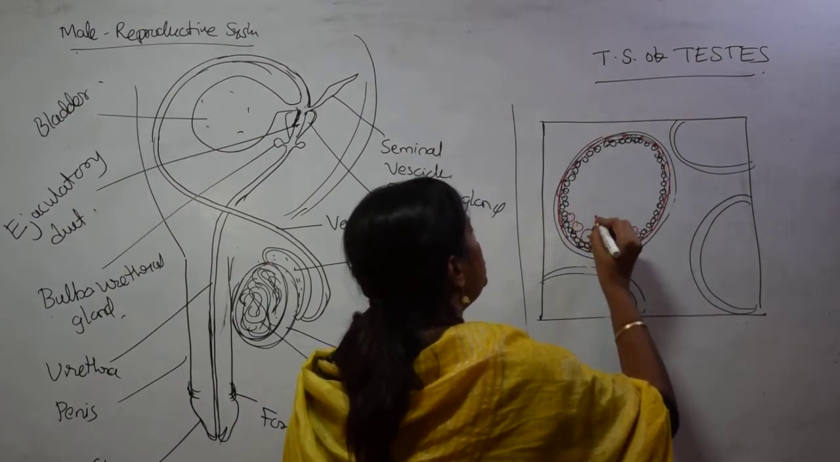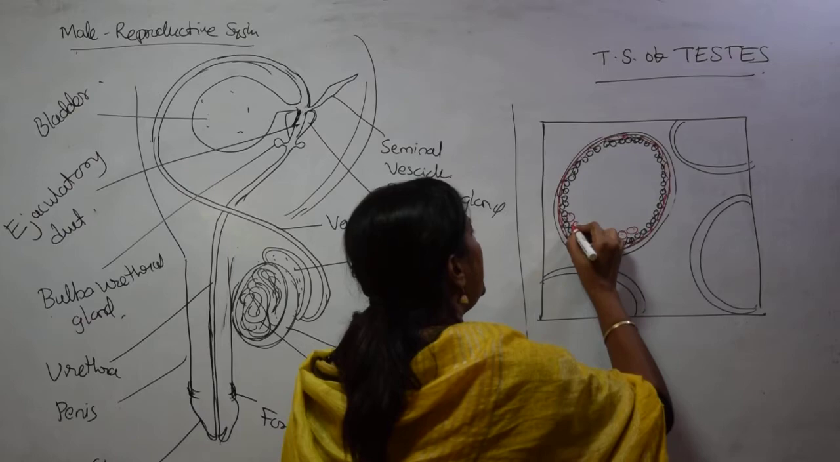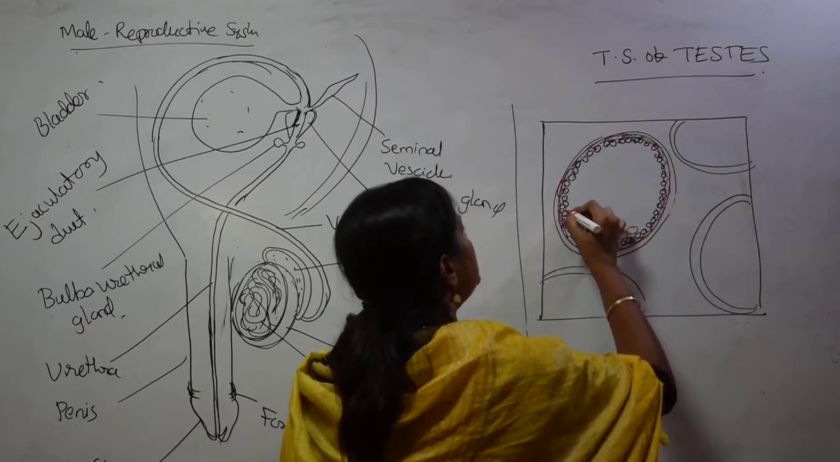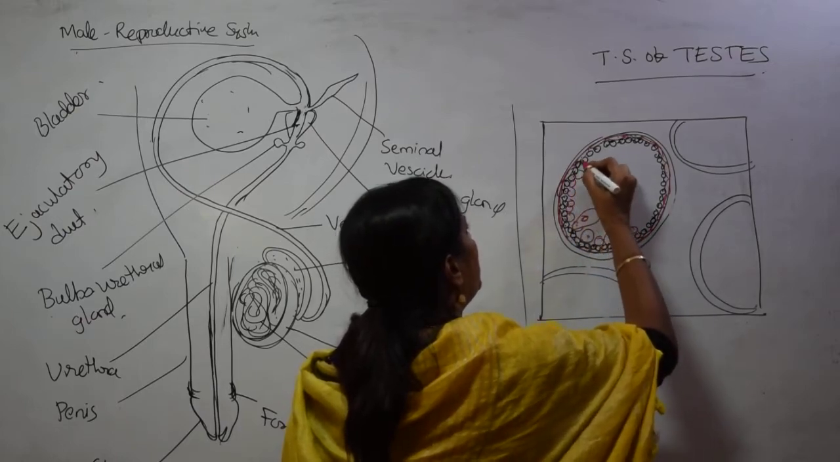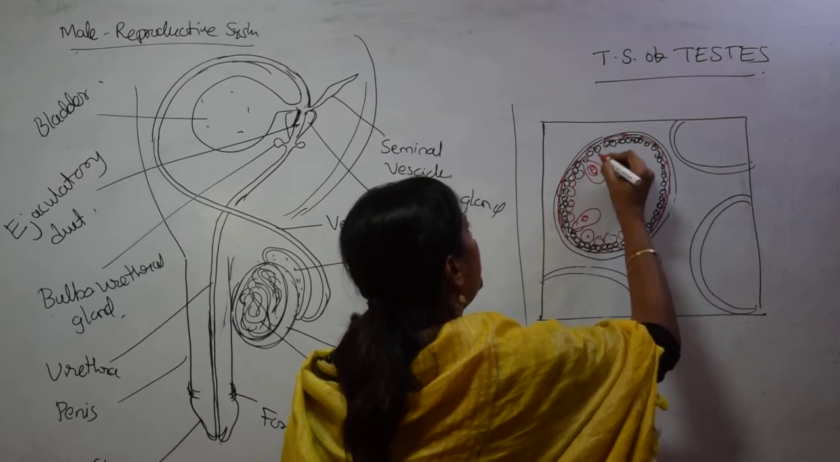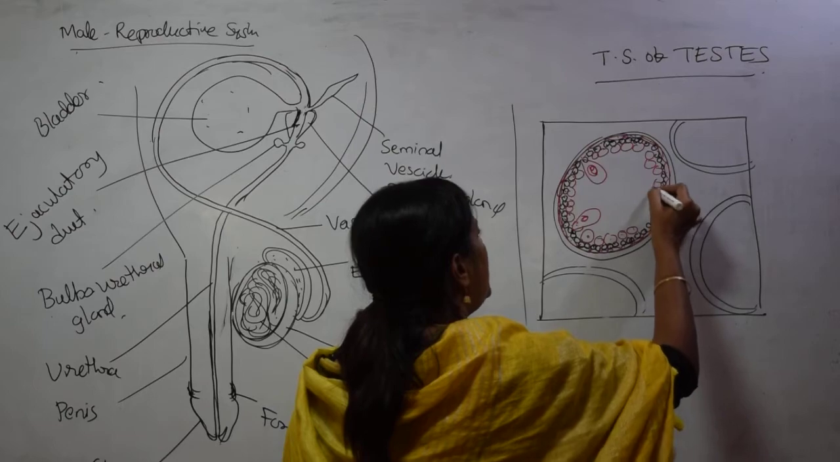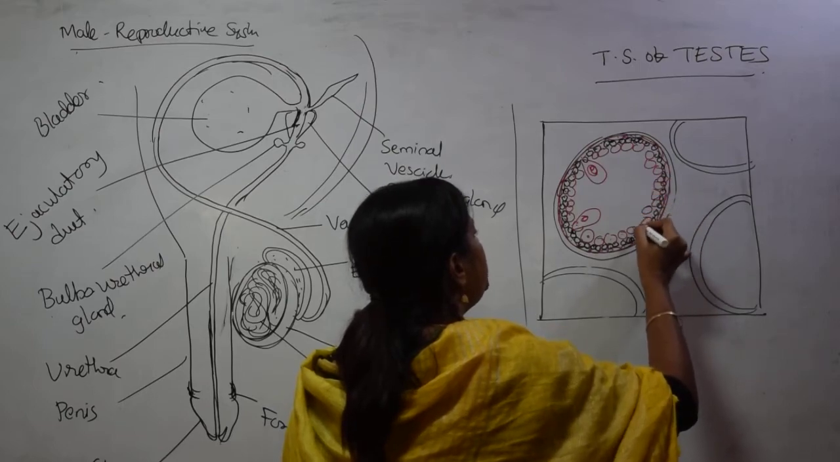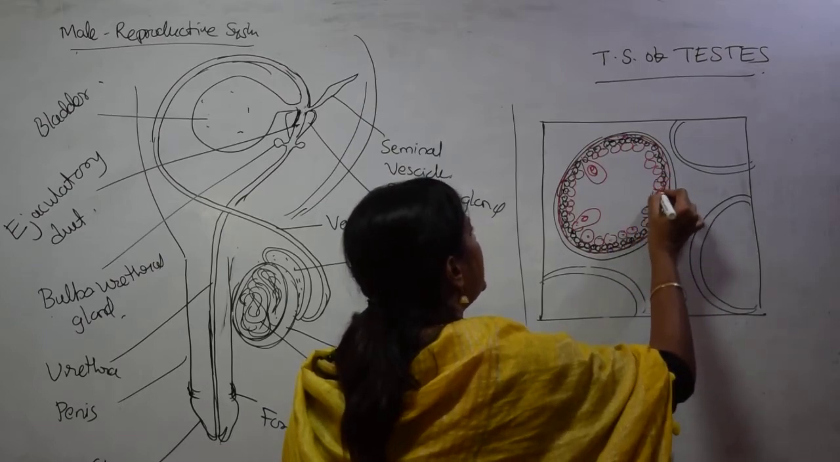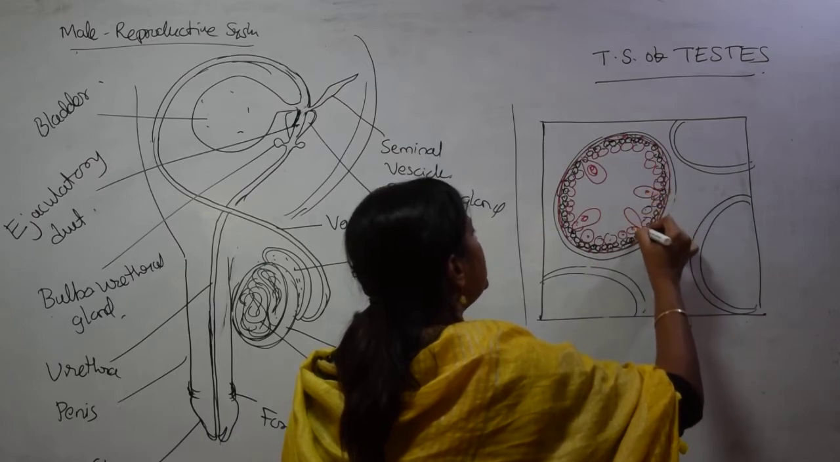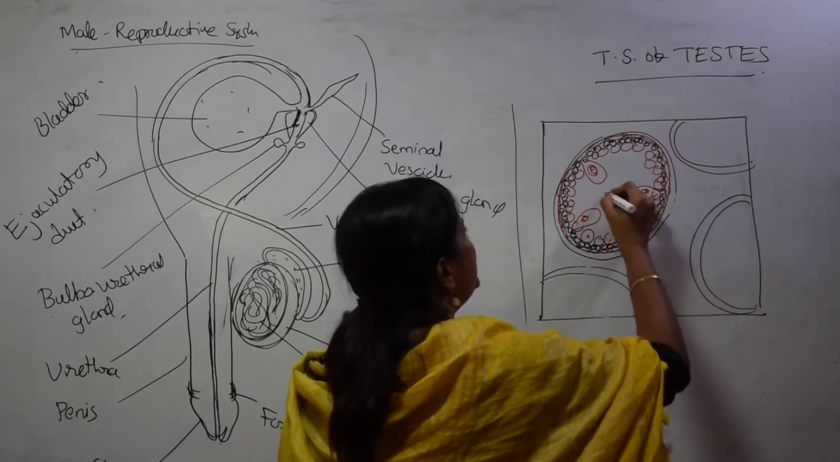These are called primary spermatogonia, and some of the cells will enlarge too much, like this. These are the enlarged cells I am drawing. Some of them are enlarging very big, somewhat like this. These are called the secondary spermatocytes. Some of them are enlarging. They are called the Sertoli cells.